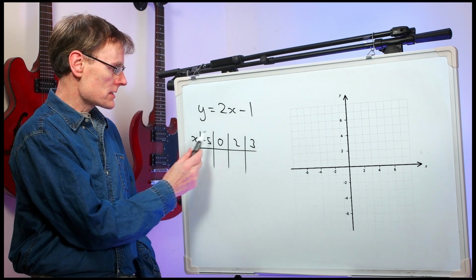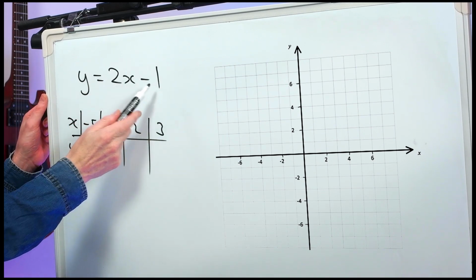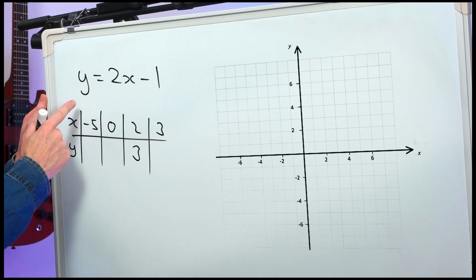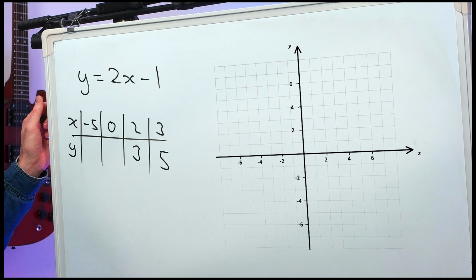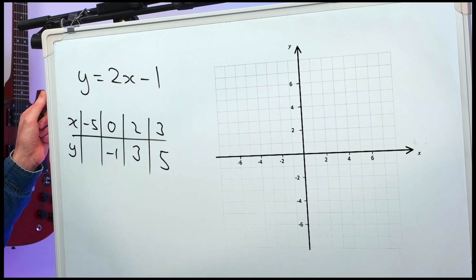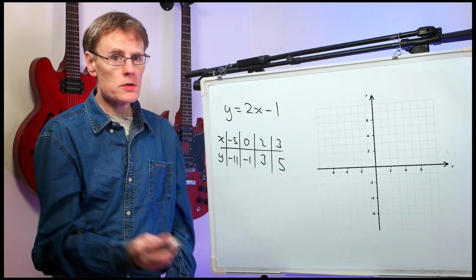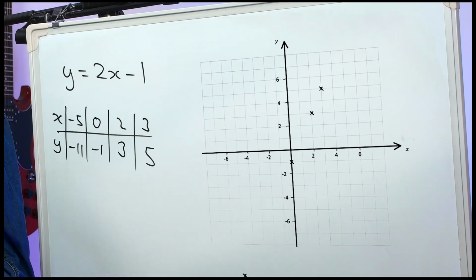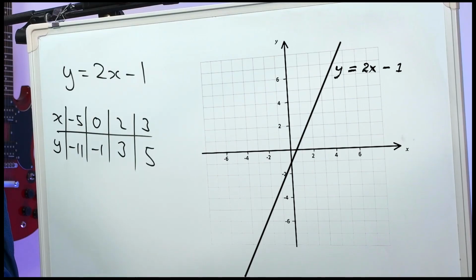So let's start with x equals 2. If x equals 2, y equals 4 minus 1, which is 3. If x equals 3, y equals 6, take away 1, that's 5. If x equals 0, y equals minus 1. Now, if x equals minus 5, y equals minus 10, minus 1 is minus 11. So now we can plot each of those points on the graph, and then join them up, and we get a straight line, which we must label y equals 2x minus 1.